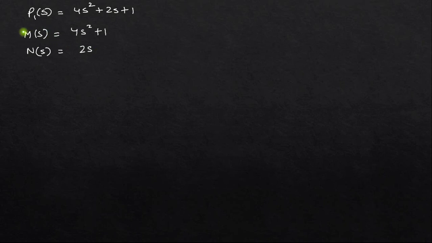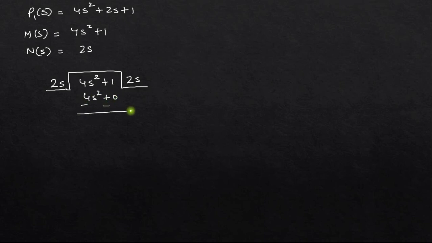Now that means I will perform M(s) divided by N(s). So considering 2s as the divisor, I will consider 4s square plus 1 to be the dividend, and I will continue my continued fraction expansion with this. I need 4s square, I have 2s, so I will multiply it with 2s again to get 4s square here, changing the sign, plus 0. So these two will cancel out. I will get 1 as the remainder.